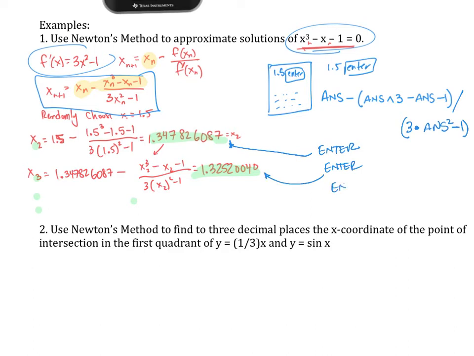Then hit enter again. Each time you hit enter, it's using your previous answer and putting it into this equation that you just put in right here. So it's saving you time from having to do this equation multiple times. So you just do it the one time, 1.5 enter, that's your guess, and then answer minus answer cubed minus answer minus 1 divided by that. Okay, then enter, then enter, then enter, and each time you will get the next value.